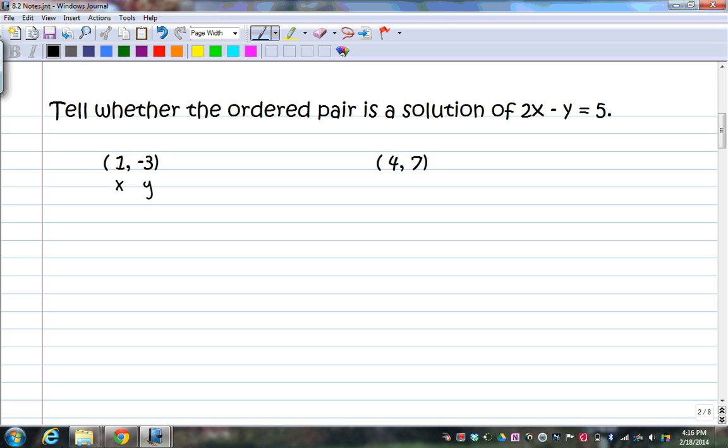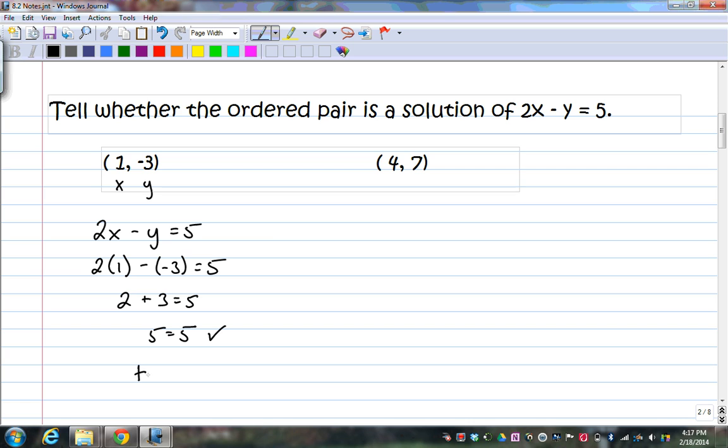So what I would do is substitute these values into that equation. So here's the equation, 2x minus y equals 5. For x, I'm going to put 1. 2 times 1 minus y, which is negative 3, should be equal to 5, if this is a solution. So this becomes 2, the double negative is plus 3, equals 5. 5 equals 5, which means that we have a true statement. This is a solution. I'll just put down solution.